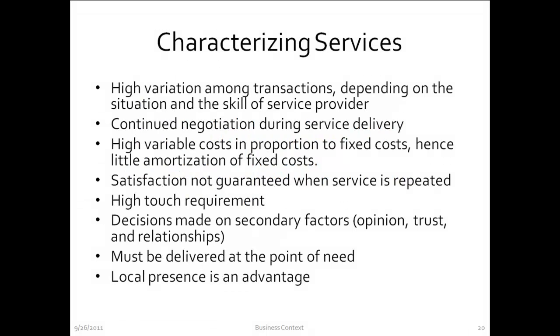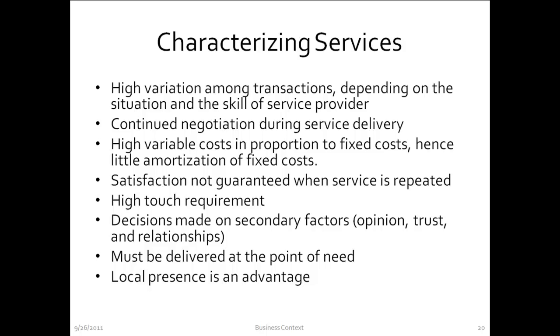We'll now characterize services in an abstract manner, and then in the later slides try to understand in a general way how information technology or computing can tackle each of these characterizations of services. The first is that with services, unlike products, there is high variation among the transactions, depending upon the particular situations and the skill of the service provider. The second thing is that there is continued negotiation between the customer and provider during service delivery. That is, what makes up the service is not known beforehand. It's typically customized in an interaction between the customer and the provider.